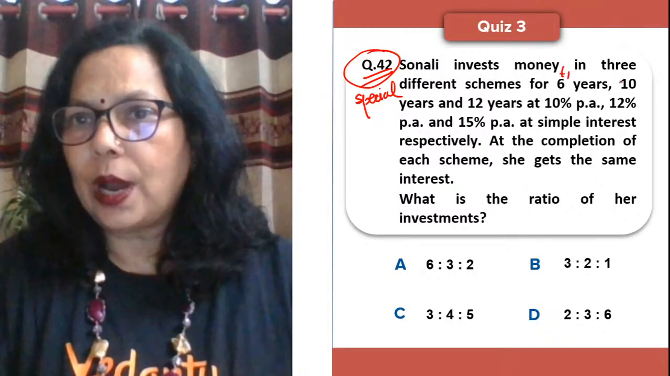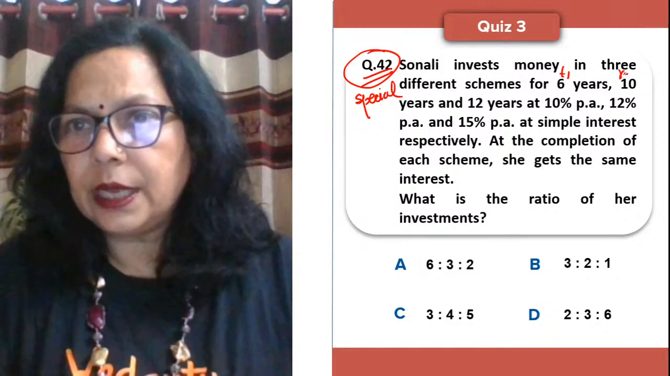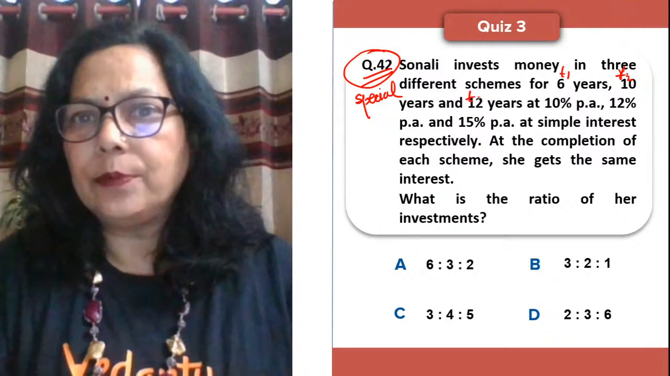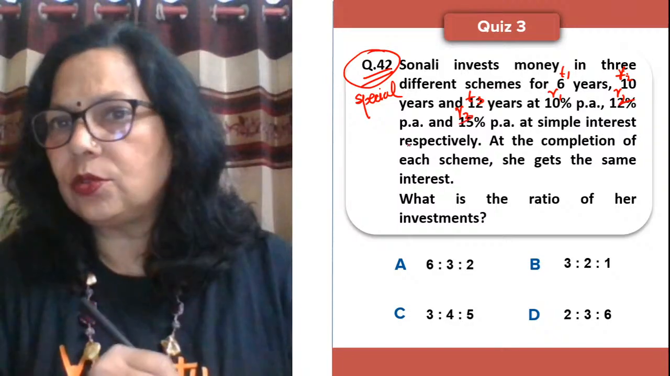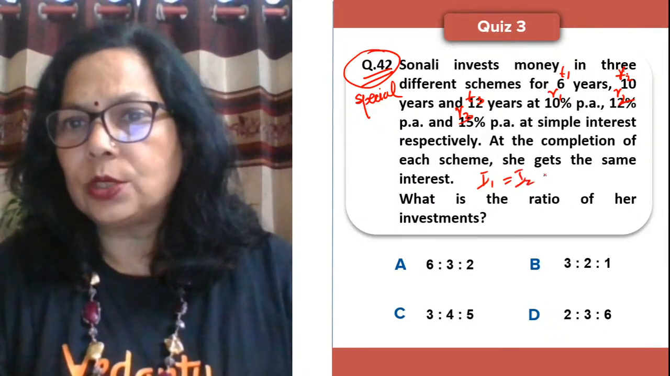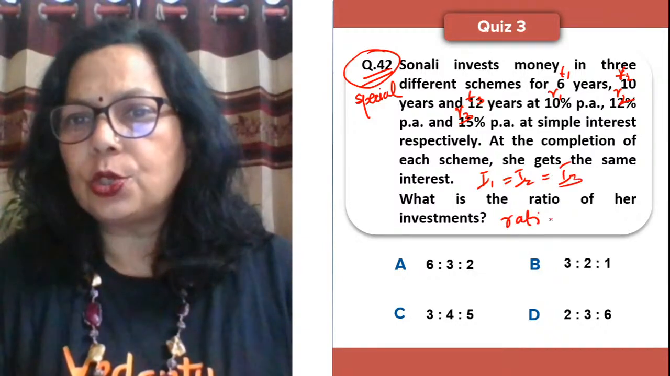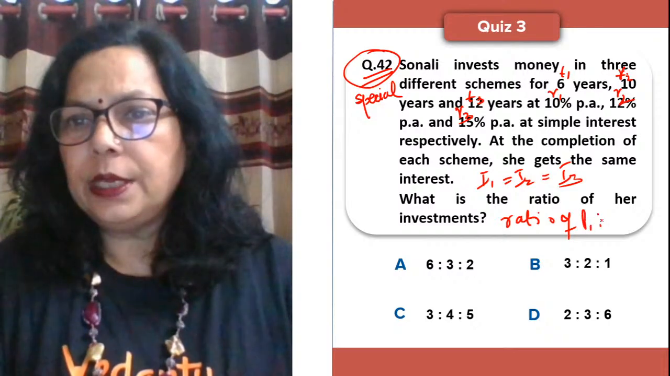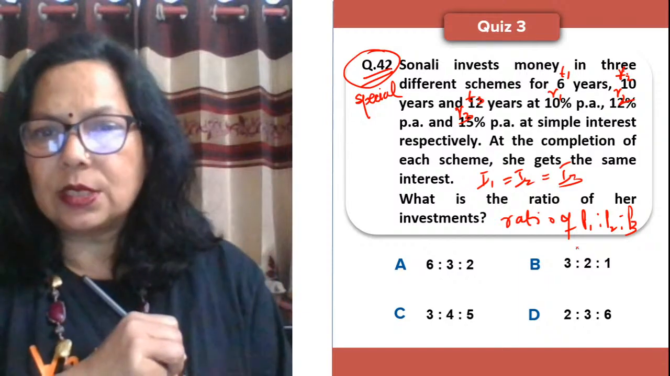This is T1, then time 2, then time 3. Rate 1, rate 2, and rate 3 at simple interest. I1 is equal to I2 is equal to I3. You have to find out the ratio of P1 is to P2 is to P3. So who can do this question?